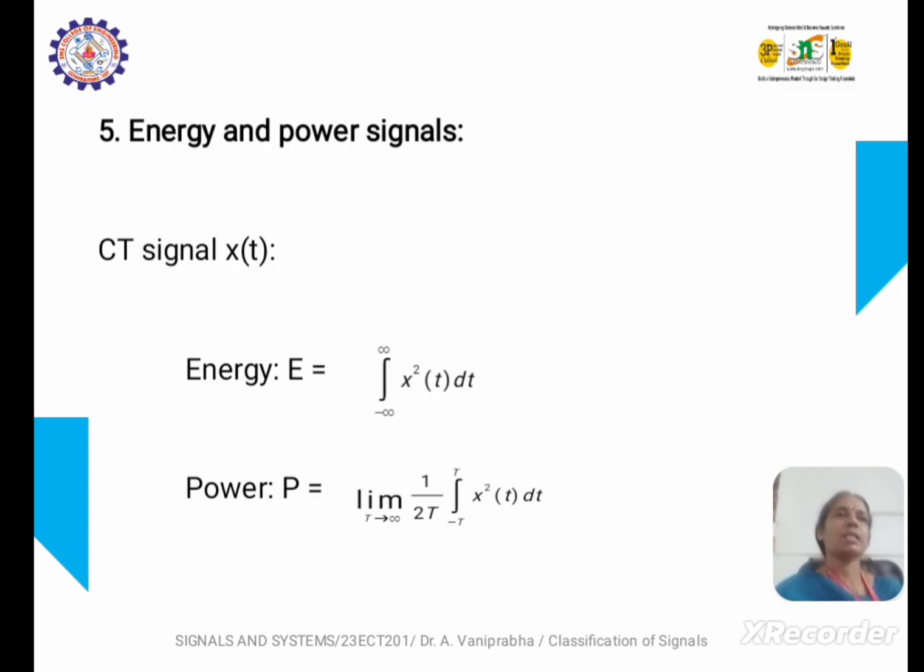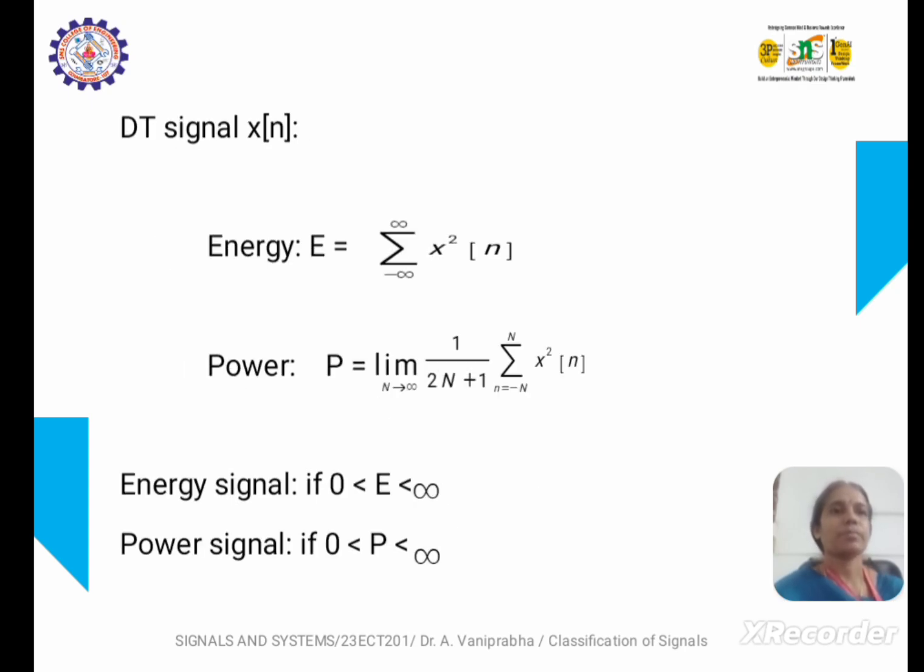Therefore, energy can be calculated mathematically with the formula E is equal to the integral from minus infinity to plus infinity of x square of t dt. Whereas the power is the limit as T tends to infinity of 1 by 2T times the integral from minus T to plus T of x square of t dt. So both energy and power should be non-zero and finite. Only then the energy can be a finite value or the power can be a finite value. The signal is either an energy signal or a power signal.